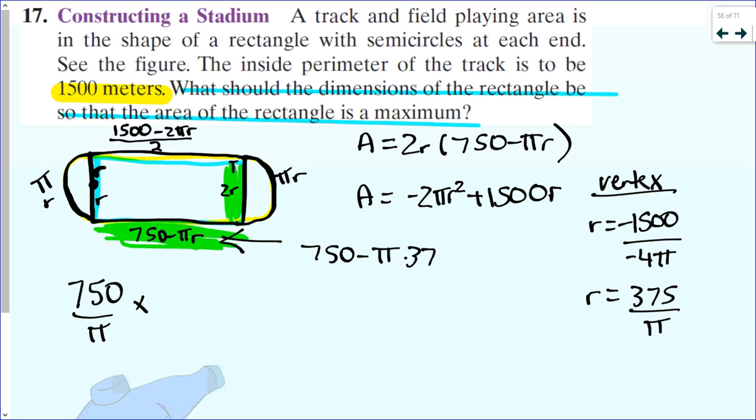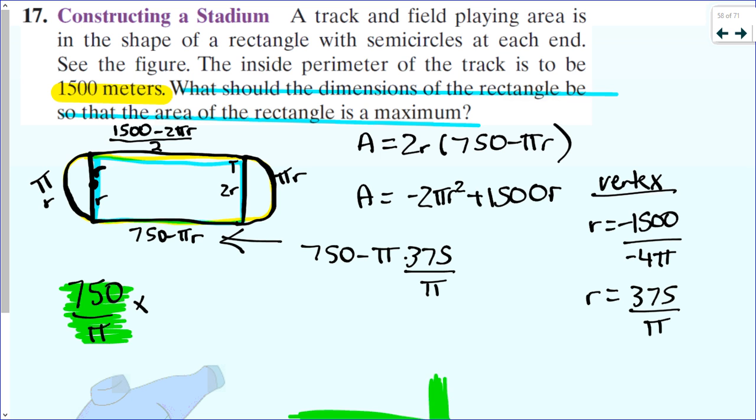So I found, where did you get the 750 over pi? 2r. Here, let me use a fifth highlighter. Divided 1500 by 2 pi r, you got 750 minus pi r. That's like the dimensions. So the length is 750 minus pi r.